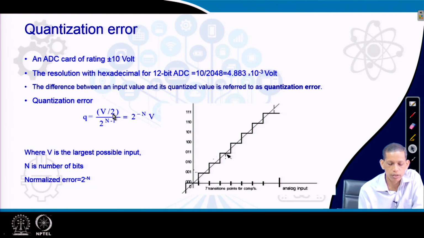So, V divided by 2 means that any sample value can be taken by either this side or that side. So, that is about this process.